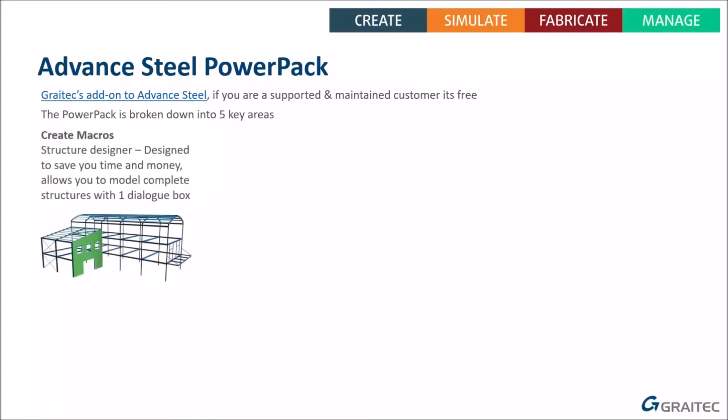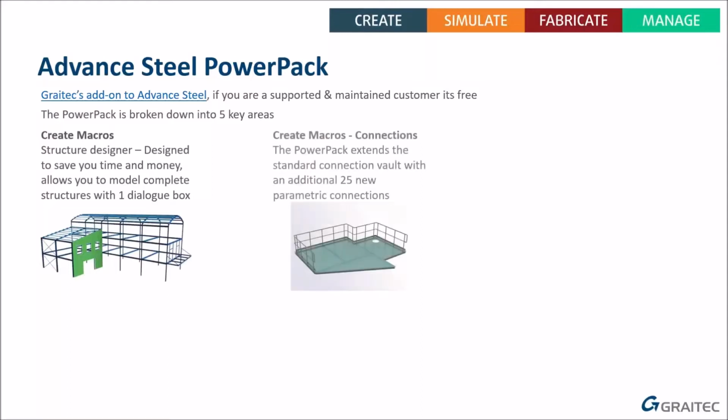So we've got create macros such as a structure designer. It will create one whole structure for you with the cold rolled, with the cladding, not with the joints, but with the structural elements. We've then got our create macros. So we have our own PowerPack connection vault, and that will add in 25 plus new connections.